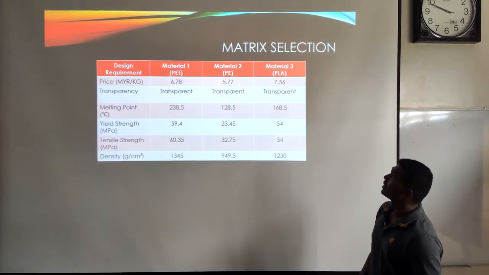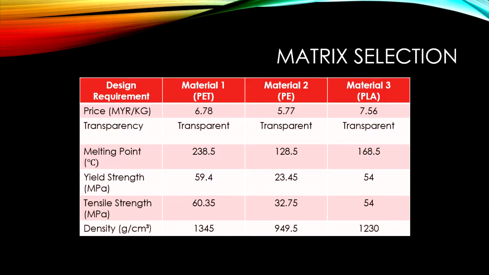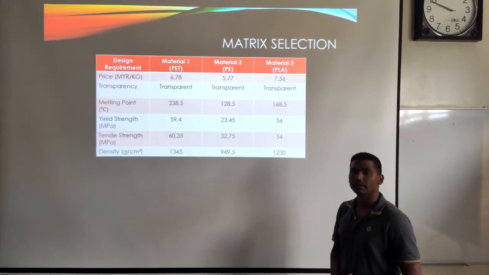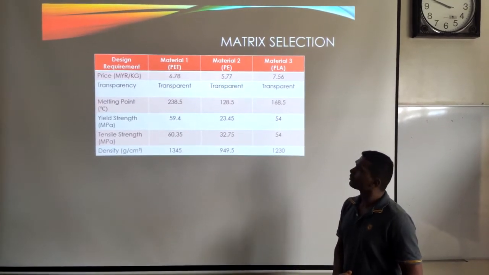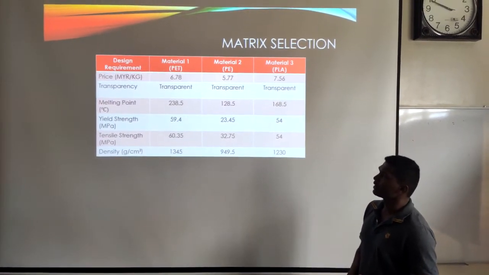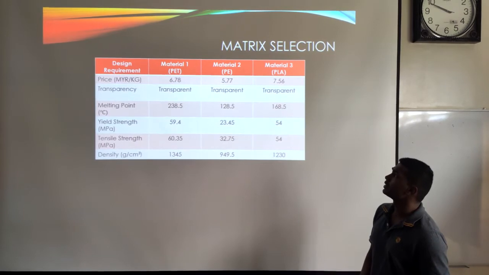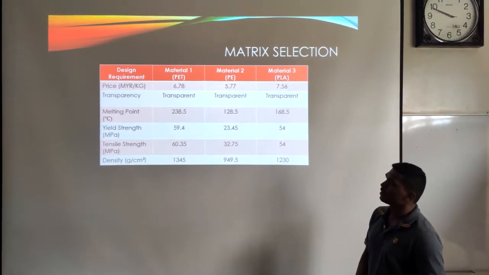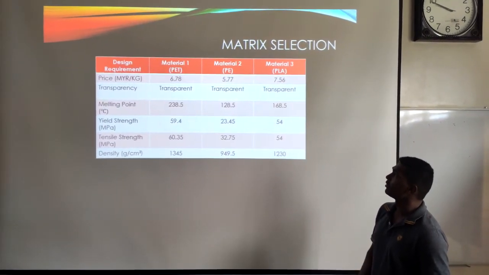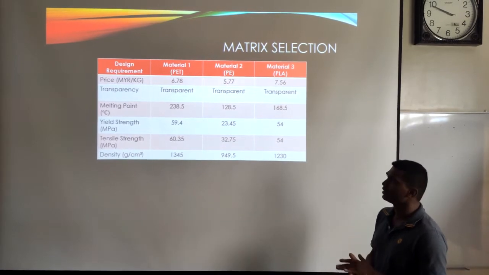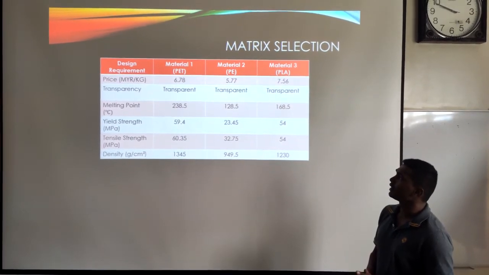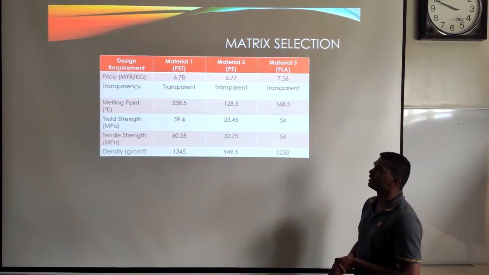Okay, next is the metric selection, where we would like to find the metric selection for each of the material based on the comparison format using the formula. So for example, the price we had compared, we had found out the PET is 6.78, PE having 5.77 and PLA is 7.56, whereas the transparency is material 1, PET is transparent, PE is transparent and PLA is transparent, so three of them are transparent.